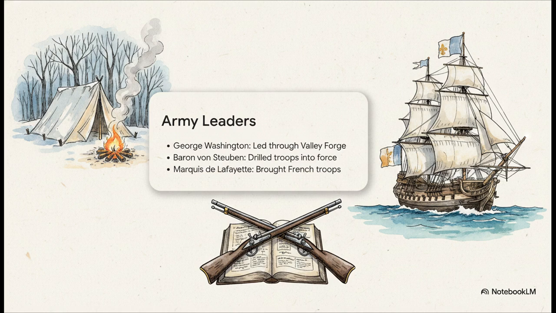And we definitely can't forget the Marquis de Lafayette. He was just a teenager when he brought critical French troops and ships to aid the American cause. Together, these individuals literally forged a victorious army out of sheer willpower.